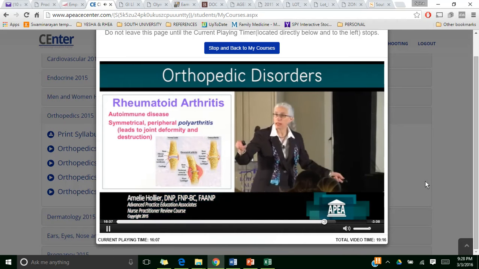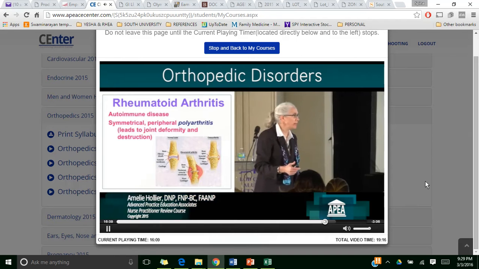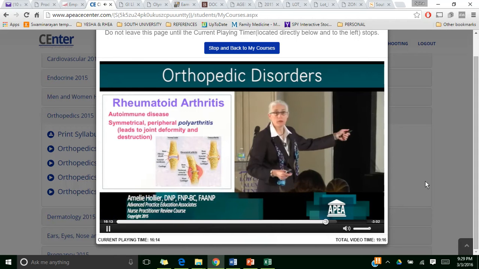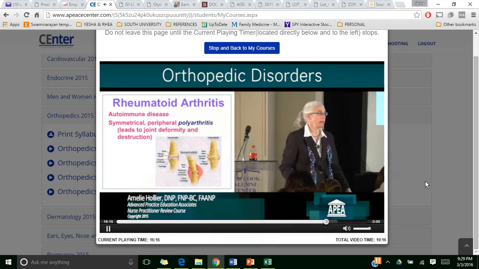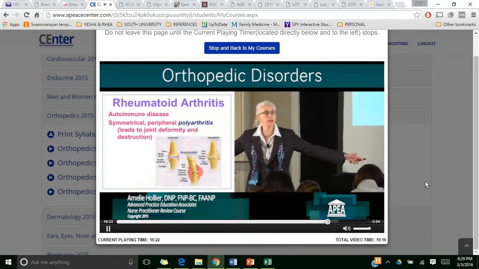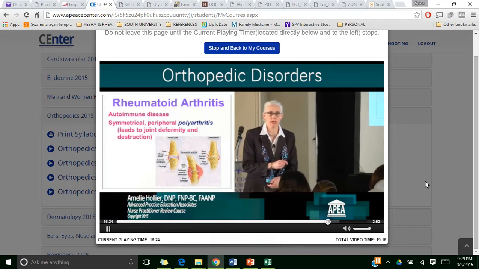And then look at the third word that we associate with rheumatoid arthritis. That word is symmetrical. That means if it affects the right wrist, it affects the left wrist. The right elbow, the left elbow. You got it? So a symmetrical, peripheral polyarthritis, that is what describes rheumatoid arthritis.